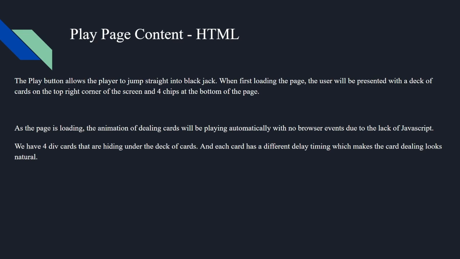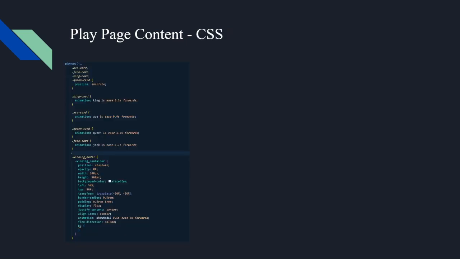So when you load into the page, we're going to start dealing the cards to each person, to the dealer, and to yourself. And there's going to be an animation function delay, so the dealing looks very natural. Each card is a div which is hiding under the deck of cards, so you can't see what the cards are. You can only see them once they come out of the deck. Next page.